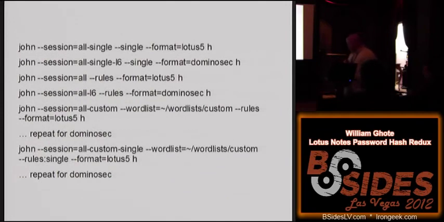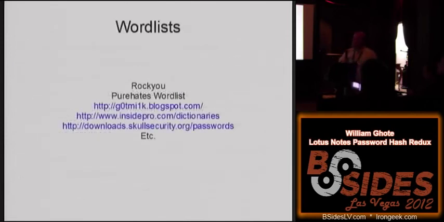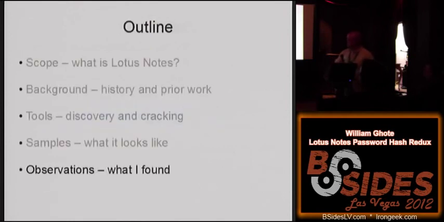As you might imagine, running on my i5 laptop, it's a slow process. It's not very speedy. Word lists are definitely the way to go. RockYou matches very often. Pure Hate's word list is a very good one. Got Milk and the Insidepro dictionaries are very good, and there's a pretty good listing at SkullSecurity as well. And I use these often. It's very, very helpful.